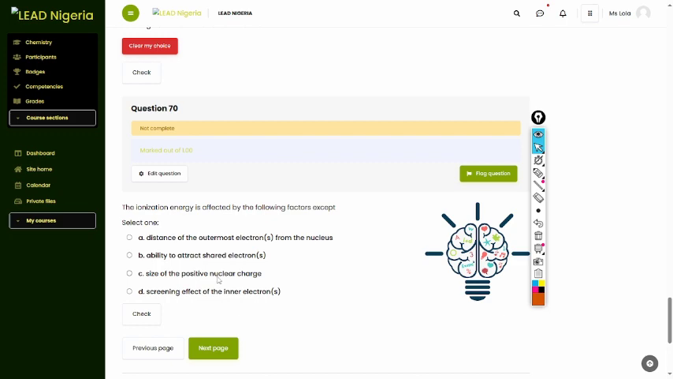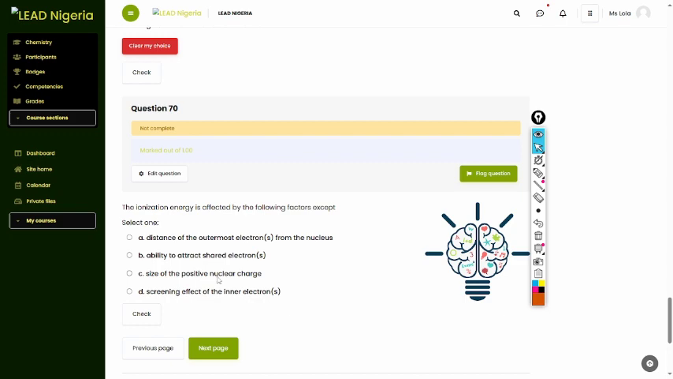The size of the positive nuclear charge. This affects ionization energy because the nuclear charge, which is the charge in the center of the nucleus, is the number of protons. As the nuclear charge increases, the attraction between the nucleus and the outermost shell becomes stronger, and so it takes more energy to remove the electrons if the nuclear charge is higher.